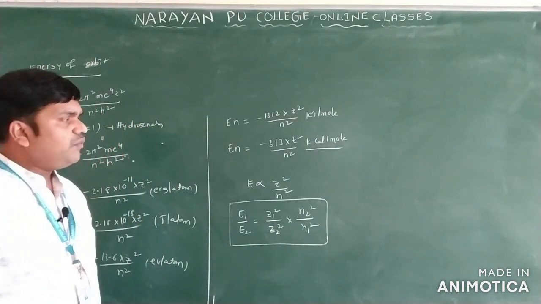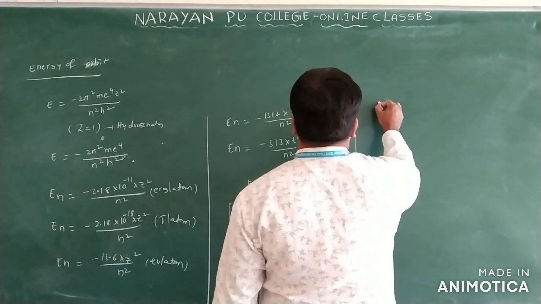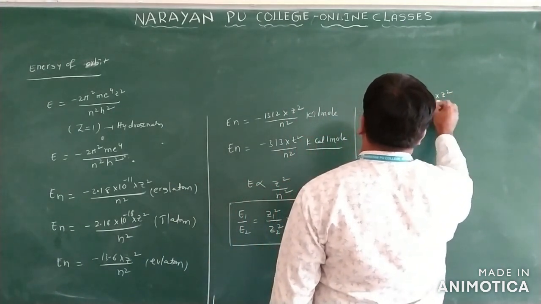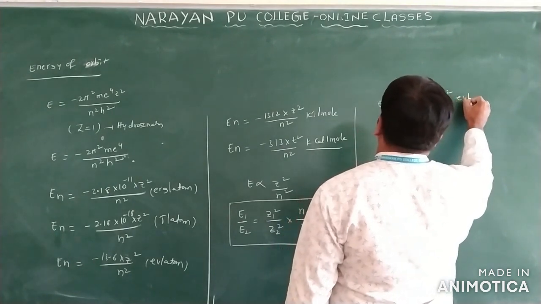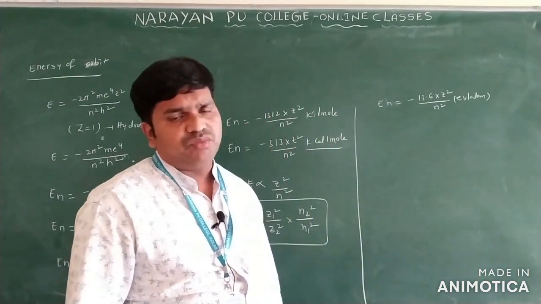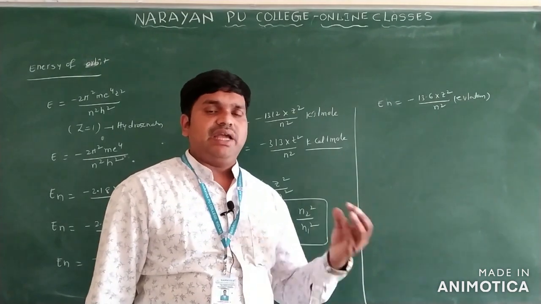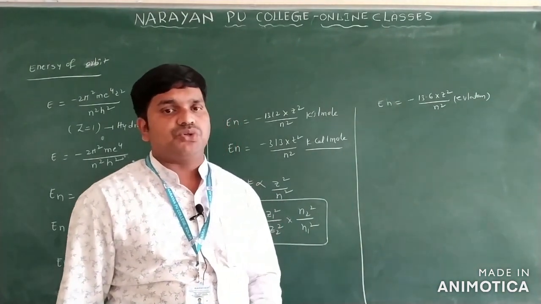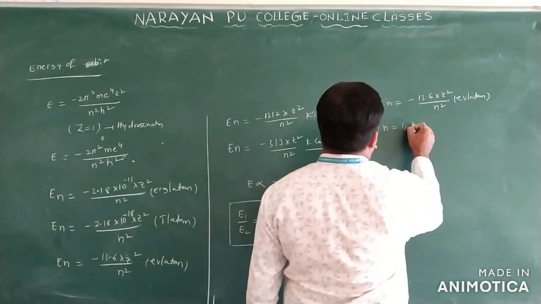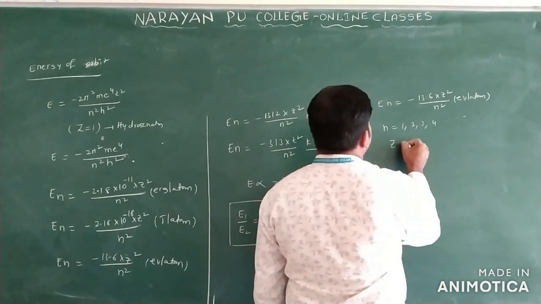Okay, now we have to find out the energy by taking this expression. En is equal to minus 13.6 into Z square by N square, electron volt per atom. We will find out the energy of hydrogen atom for different orbits. N is equal to 1, N is equal to 2, N is equal to 3, and you can take N is equal to infinity. So N is equal to 1, 2, 3, 4 and so on. Here Z is equal to 1, you know.